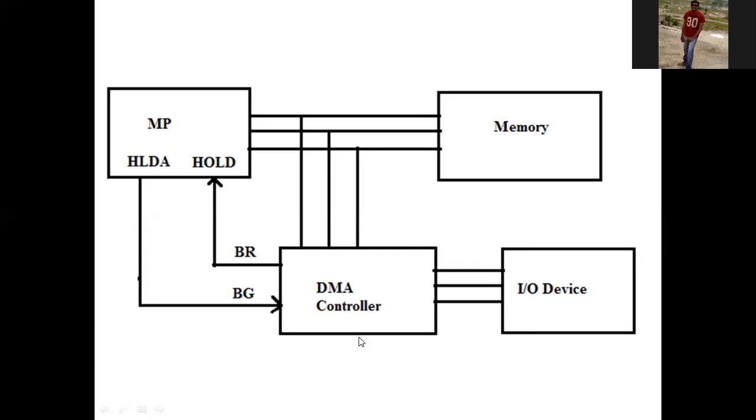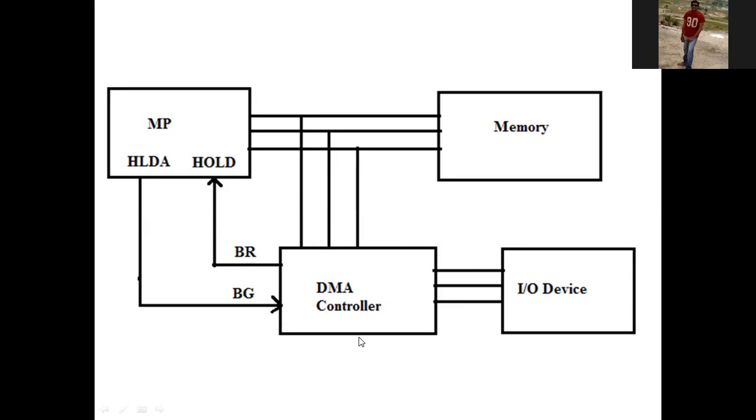So all the buses are under control of the DMA. Now the processor cannot do anything. That's what I am telling. Without intervention of the processor, the DMA controller is transferring. Are you clear? Yes, sir. Once the bus grant is done, it will take control over the memory and IO devices so that it can perform high-speed data transmission between the memory and the IO device.